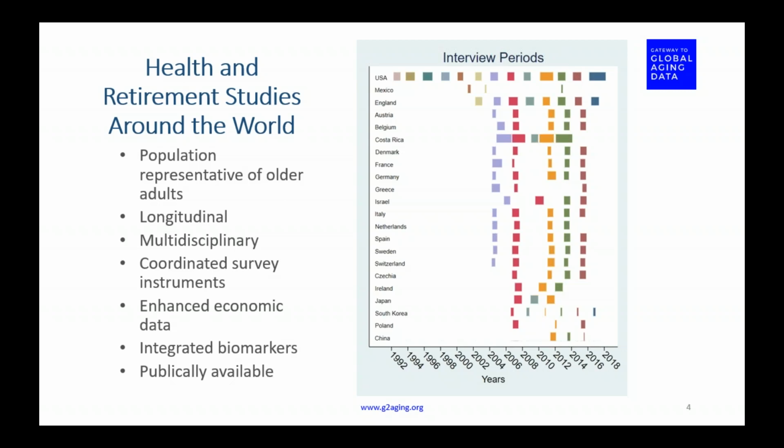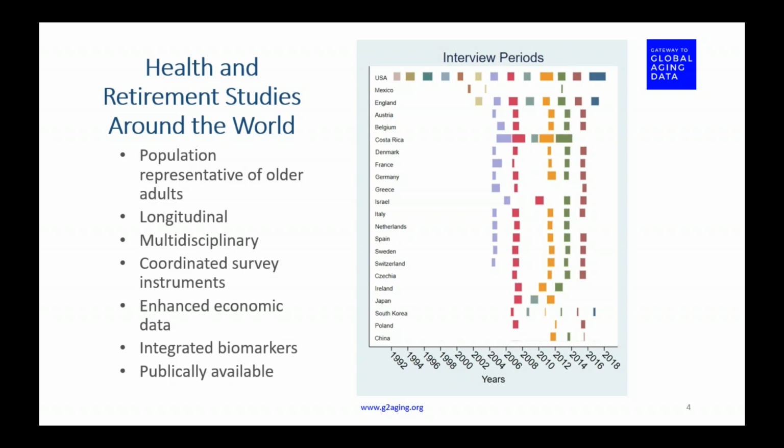This data is available for any researcher in the world to download and utilize for the purpose of research. You can see here on the right, of course, this isn't all 45 countries, but you can see some of the interview periods that different countries started with. The US actually started their first survey, the Health and Retirement Study, in 1992. And the HRS has followed up basically every 2 years since then.